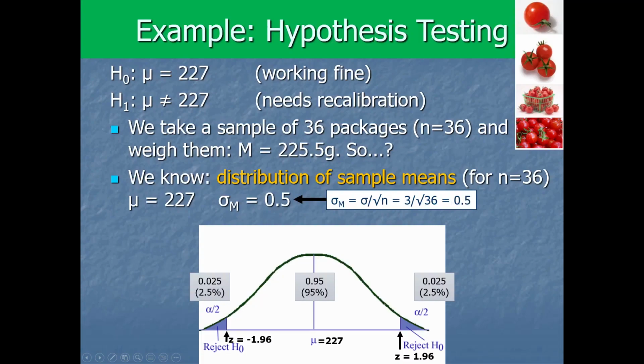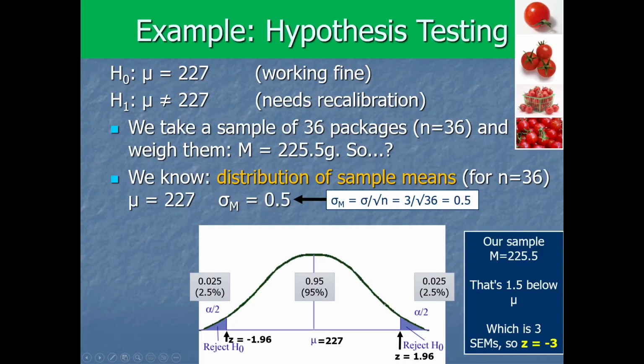So a z-score is just asking how many steps of half a gram our sample is away from the 227, the null hypothesized middle. So looking at our sample, how many steps of 0.5, how many steps of half a gram are we away from the middle? Our sample, 225.5.